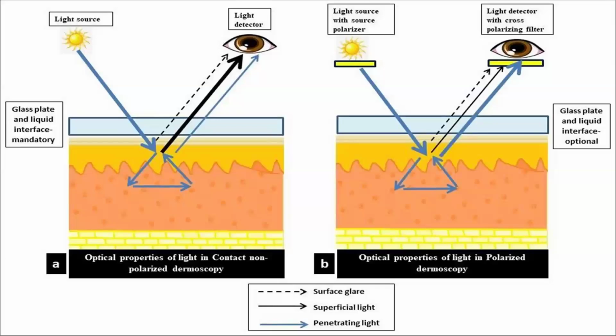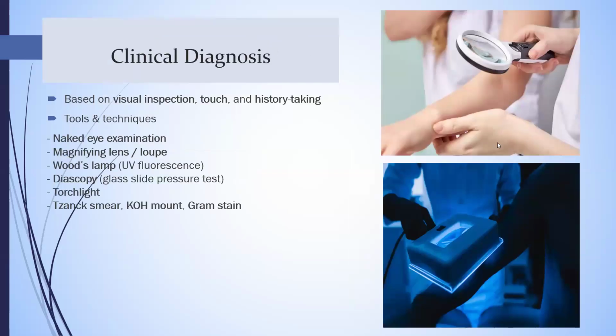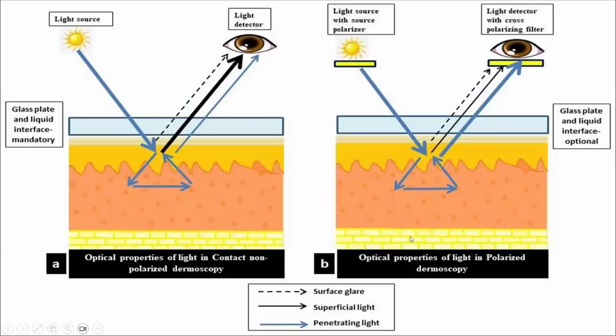In this dermoscope, we have a non-polarized and a polarized option. Apart from that, I told you about a Wood's lamp; this Wood's lamp version is also now available in the dermoscope. The non-polarized one, we use mostly for superficial structures. Here there should definitely be an interface, which is usually a glass plate or sometimes a liquid like oil or water. Here the surface reflection will be more, and the superficial structures are detected very easily with the non-polarized version of the dermoscope.